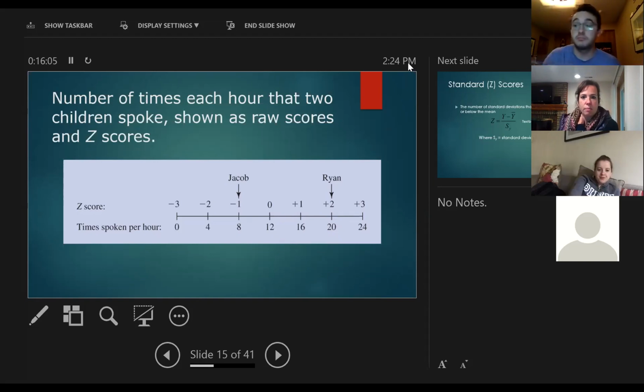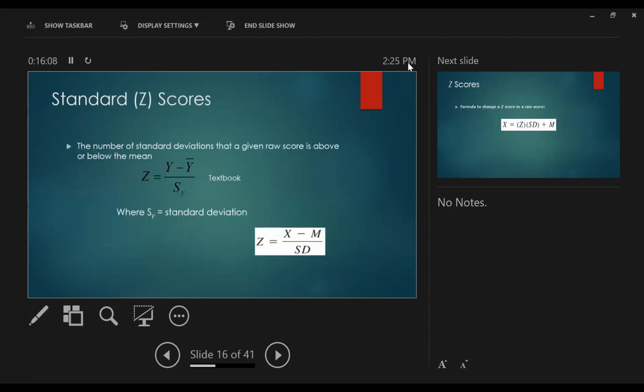Okay, all right. So here's how we calculate a standard Z-score. To get Z, you're going to take your individual score minus the mean, divided by the standard deviation, okay?